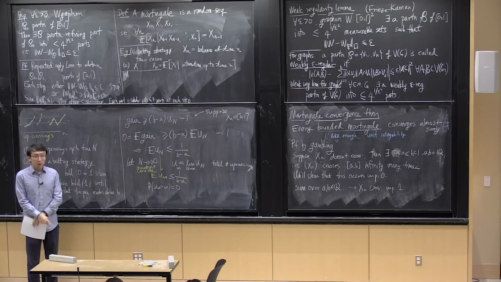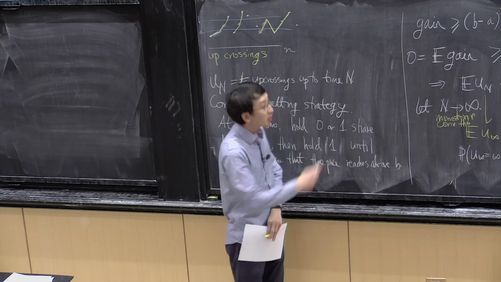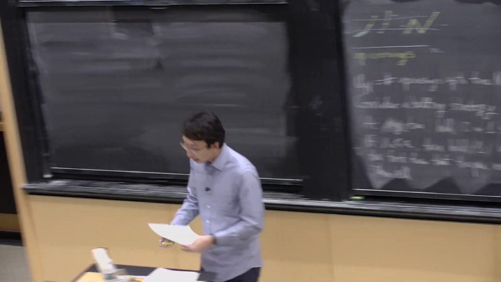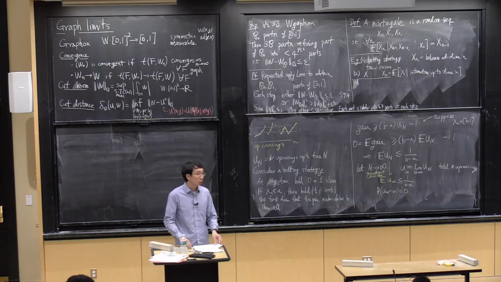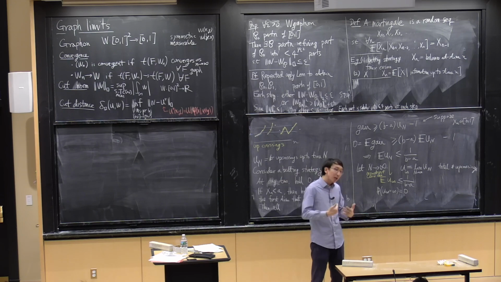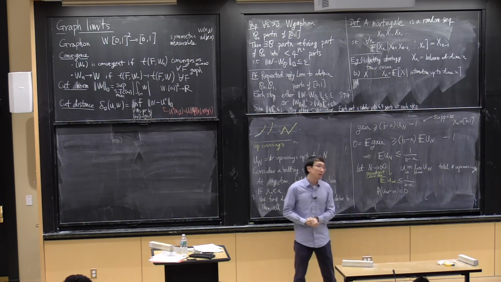So with probability 0, you cross infinitely many times, which proves the claim over there, and which concludes the proof that the martingale converges almost surely. So that proves the martingale convergence theorem. Next time we'll combine everything that we did today to prove the three main theorems that we stated last time on graph limits.